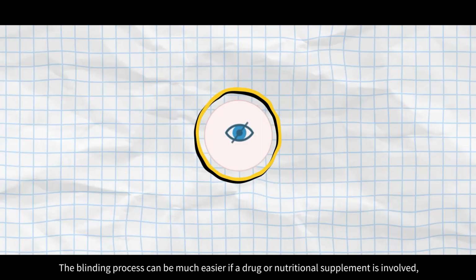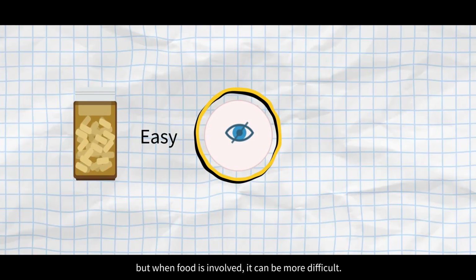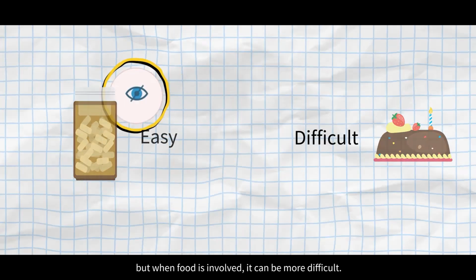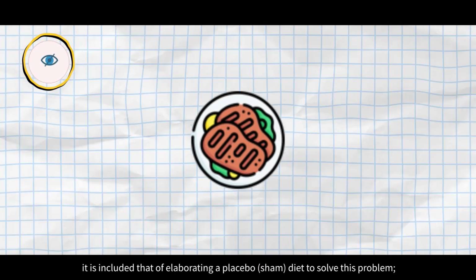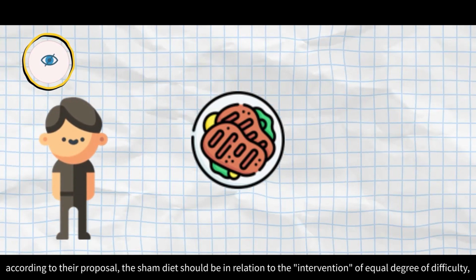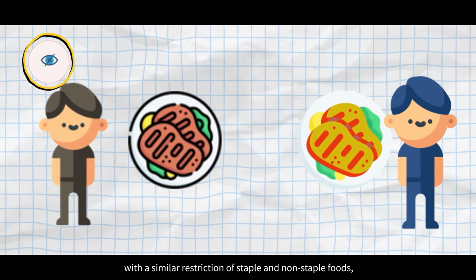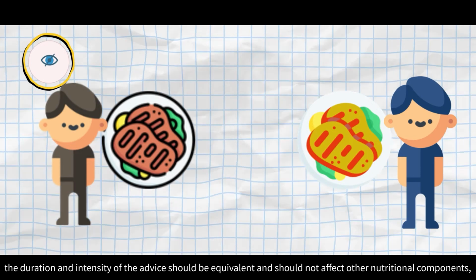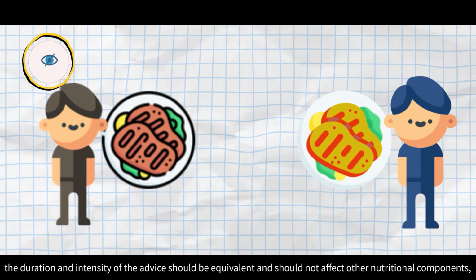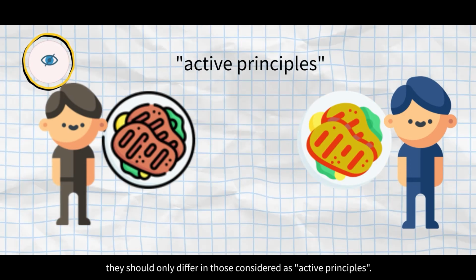The blinding process can be much easier if a drug or nutritional supplement is involved, but when food is involved, it can be more difficult. Among the proposals for blinding a nutritional plan, it is included that of elaborating a placebo diet to solve this problem. According to their proposal, the sham diet should be in relation to the intervention of equal degree of difficulty, with a similar restriction of staple and non-staple foods. The duration and intensity of the advice should be equivalent and should not affect other nutritional components. They should only differ in those considered as active principles.